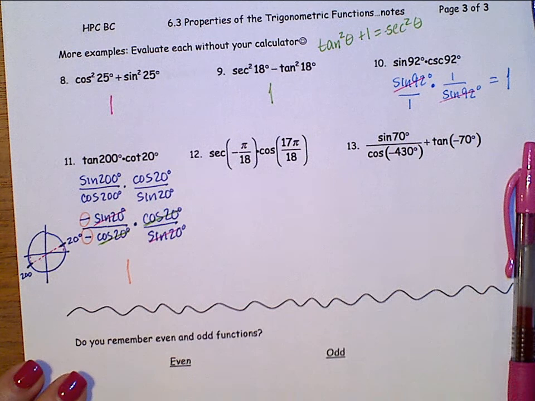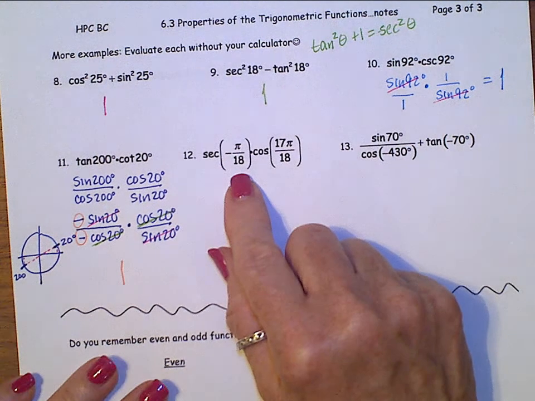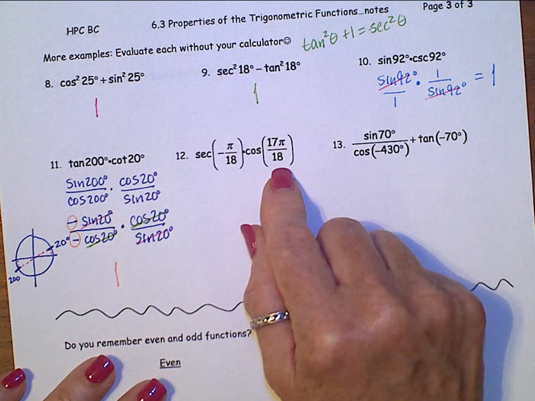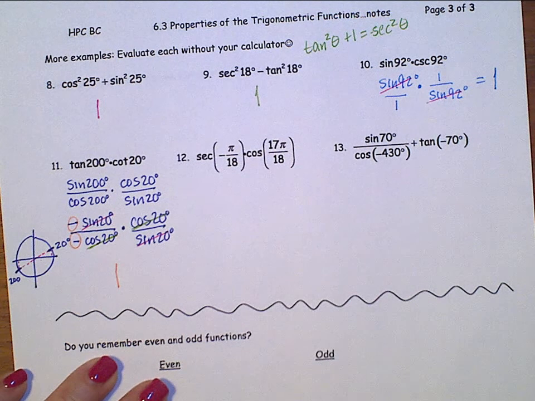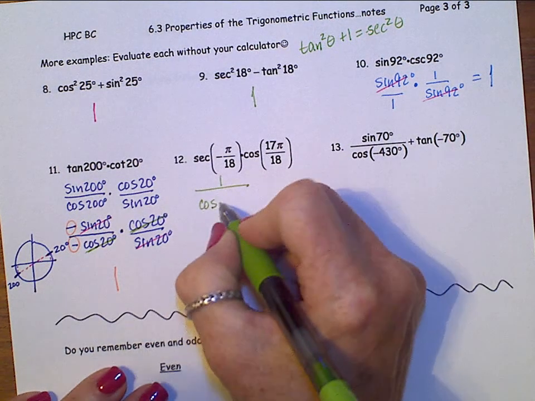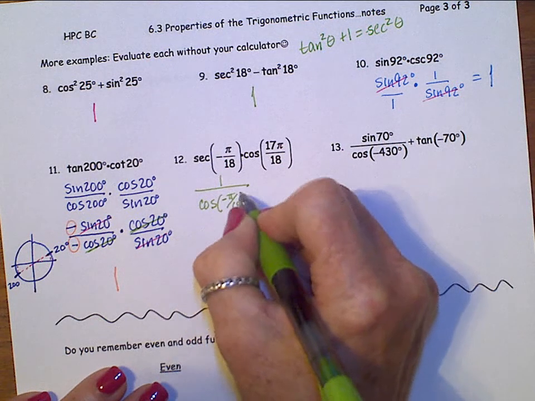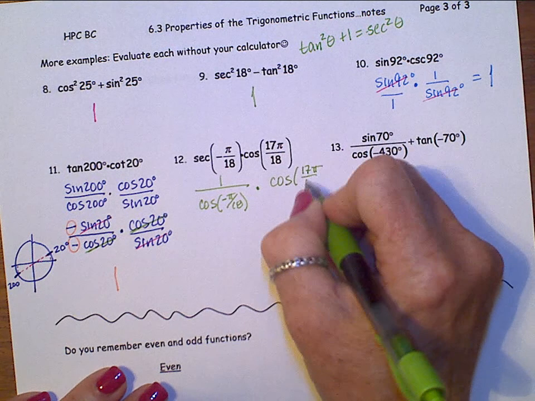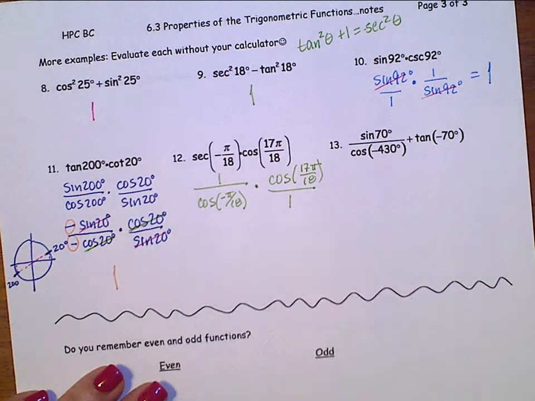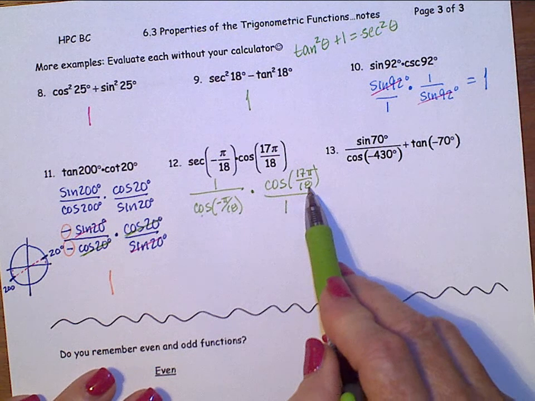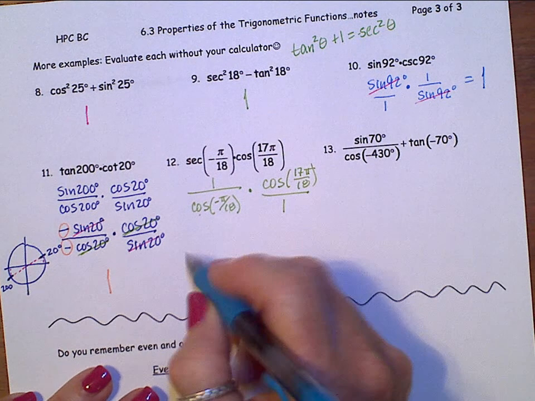All right, look at this next one. The secant of negative pi over 18 and the cosine of 17 pi over 18. All right, secant is 1 over cosine of negative pi over 18 times, this is cosine of 17 pi over 18. We cannot just cross those out right now because that's a negative pi over 18 and that's a 17 pi over 18. We need to look at a circle and see how these guys are related.